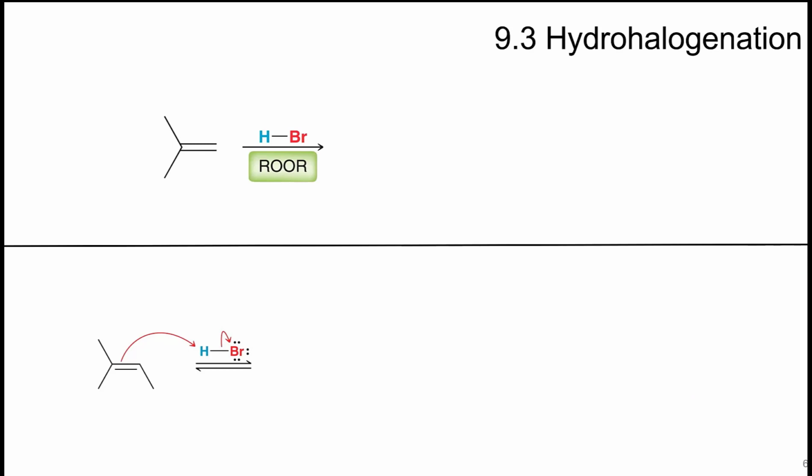We saw the Markovnikov addition. We can also do the anti-Markovnikov. So if you add HBr in the presence of a peroxide, that will reverse the regiochemistry. When you include the peroxide, the bromine now goes to the less substituted position, and the hydrogen goes to the more substituted position. So this is the anti-Markovnikov product.